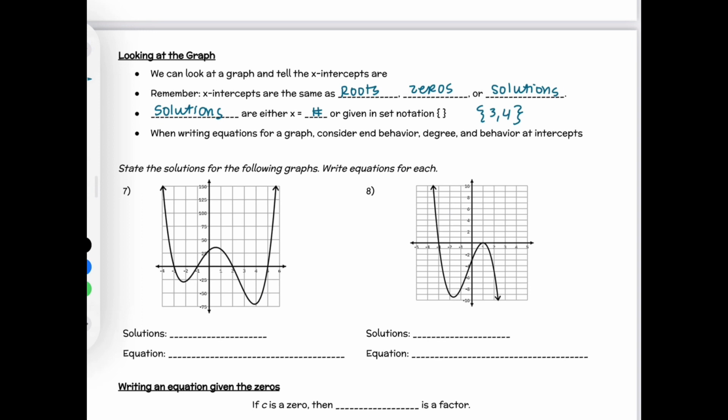So when writing equations for a graph, we want to consider end behavior, degree, and behavior at our intercepts. So when it asks you for an equation, you want to write that in factored form.